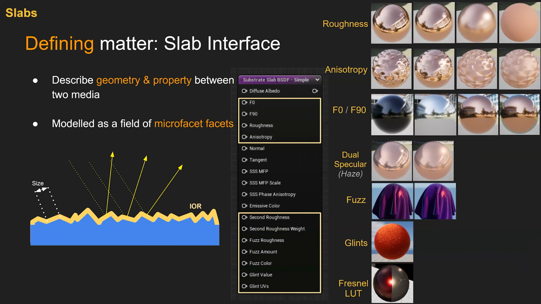So the interface is mapping what we see in standard surfaces, like all these Fresnel values, roughnesses, anisotropy. We have introduced a dual specular for handling haziness and things like that. We have the traditional fuzz for clothing and things like that. We have introduced as well glints and a custom Fresnel, mainly targeting car paints, but not only. But with that, a surface is generic enough so that we can describe most simple surfaces with that framework.